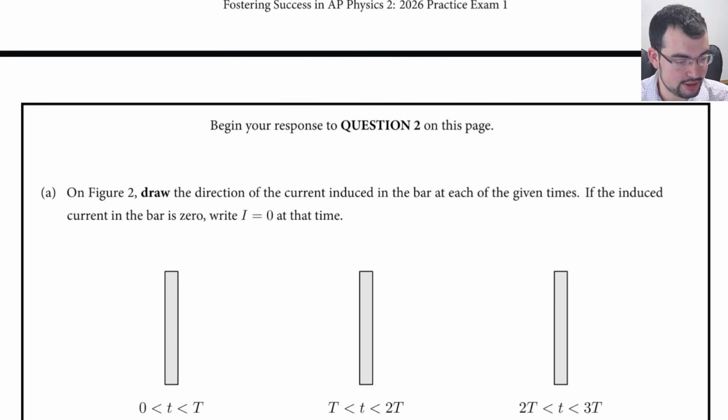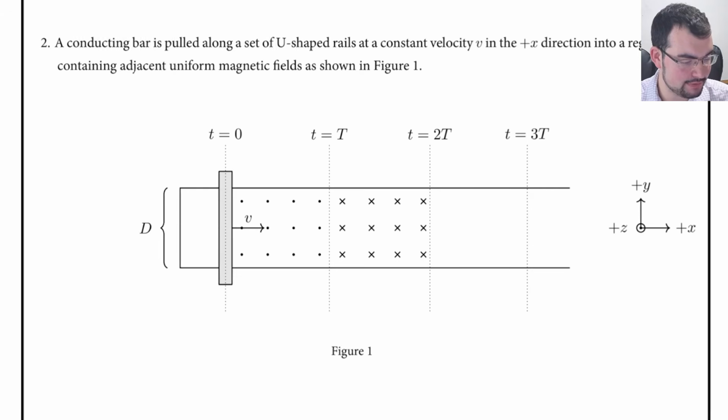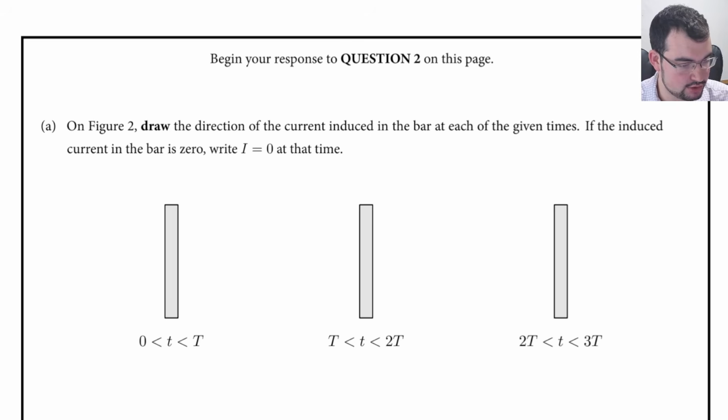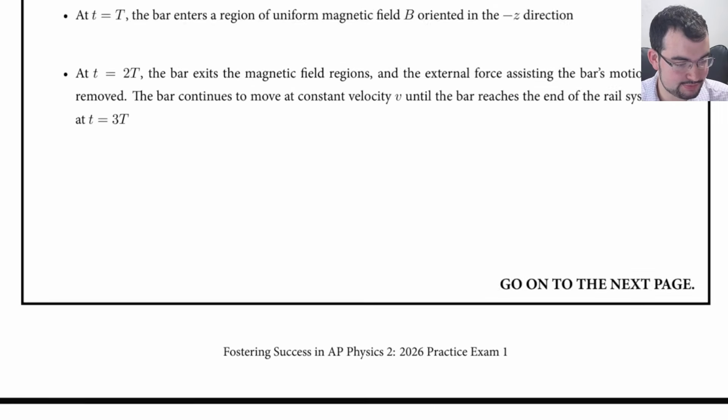So theoretically, we could do these in different orders because it's just really 3 unique ways to look at this bar rail problem. But first, we're just going to do A. Draw the direction of the induced current at each of the following times. If the current is 0, indicate that.